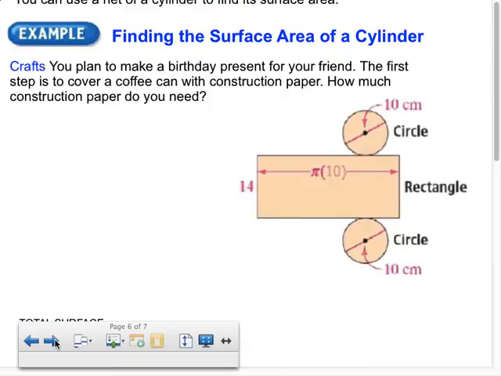Let's move along. Here we go. We're going to find the surface area of a cylinder. So they're giving us some information here. Now you have to be careful because what are they giving me for the measure of the top of my can? They're giving me the diameter, right?